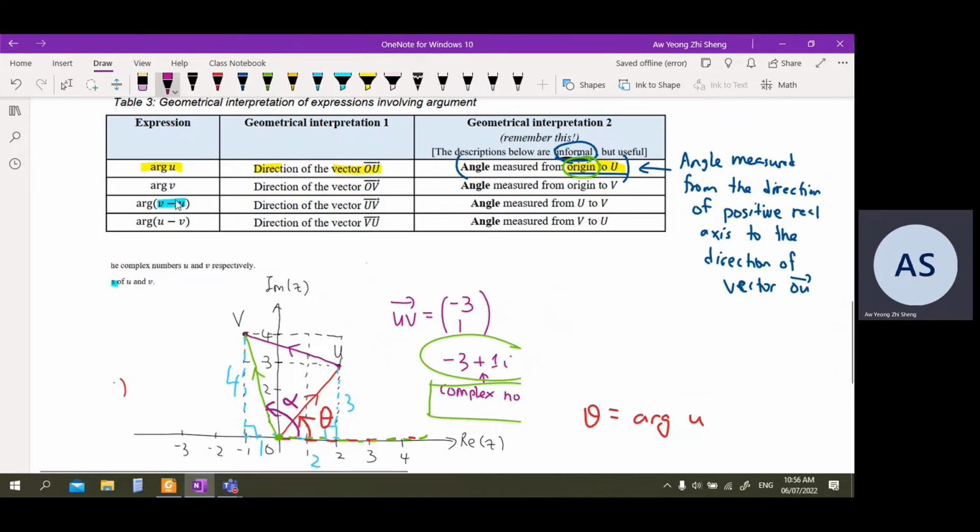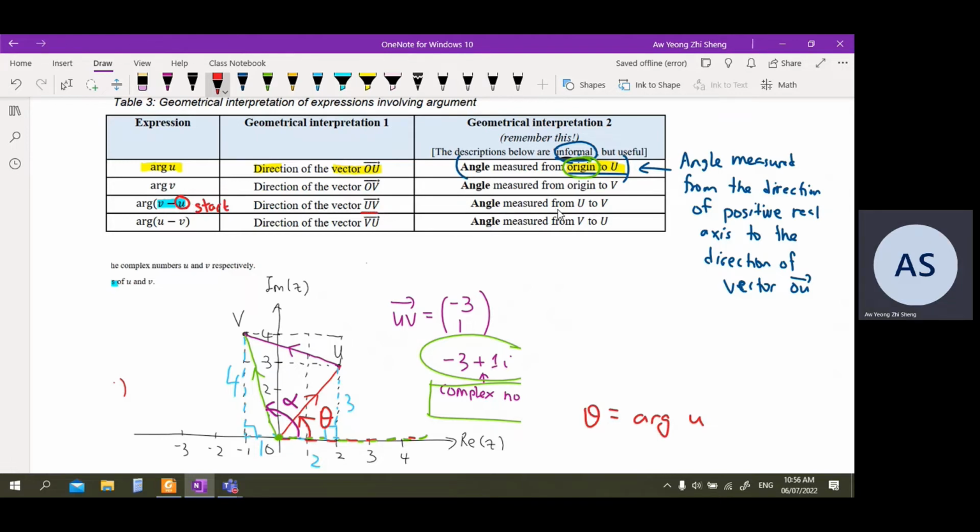Now, earlier in table number 1 on page 16, we have learned that the vector representation of v minus u is the vector that starts from u and ends at v. The number that comes after the minus becomes the starting point of your vector, while v becomes the ending point. So it's a vector from u to v. Diagrammatically, its interpretation is very easy. Since argument of v minus u should tell us the direction of the vector UV.